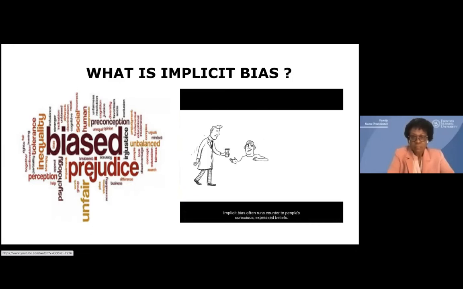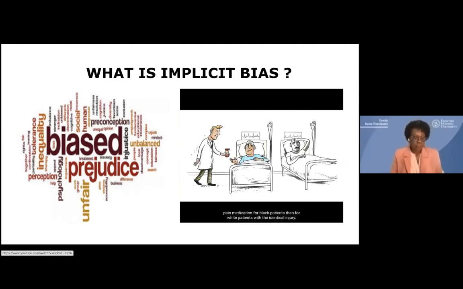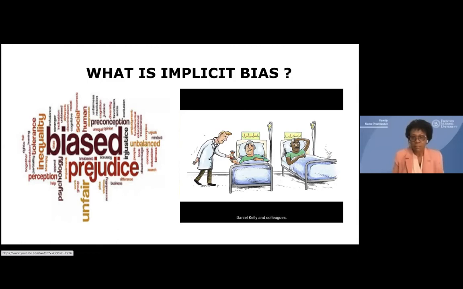Implicit bias often runs counter to people's conscious, expressed beliefs. Few physicians espouse racially discriminatory views, and yet doctors tend to recommend less pain medication for Black patients than for white patients with the identical injury. In other words, people can be explicitly unbiased, yet implicitly biased, according to psychologist Daniel Kelly and colleagues.